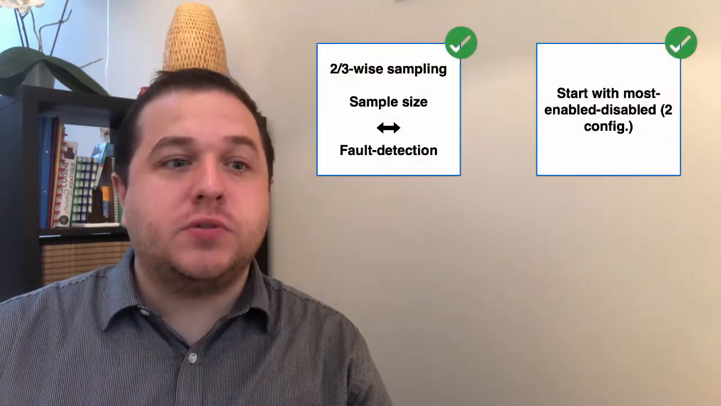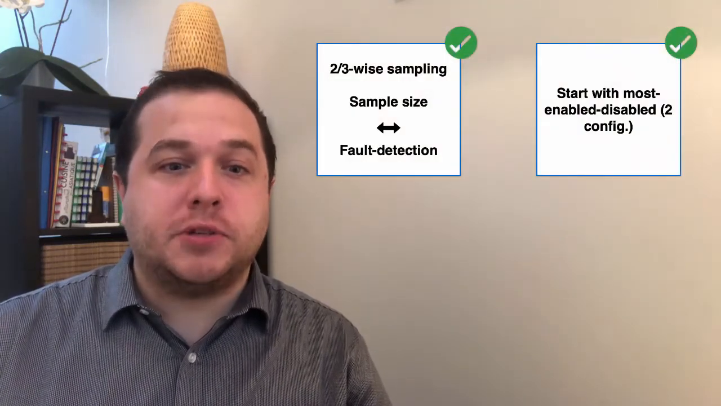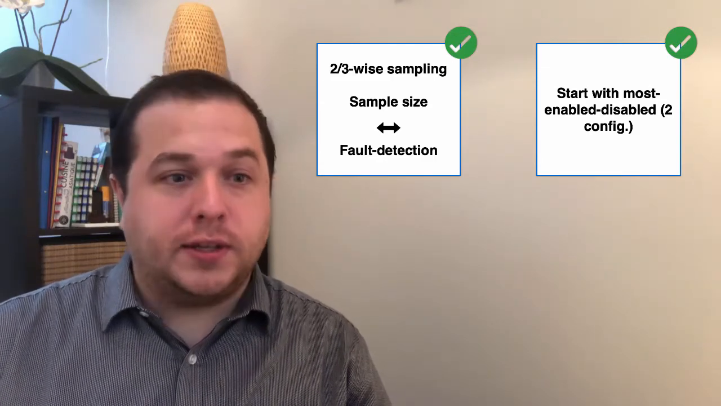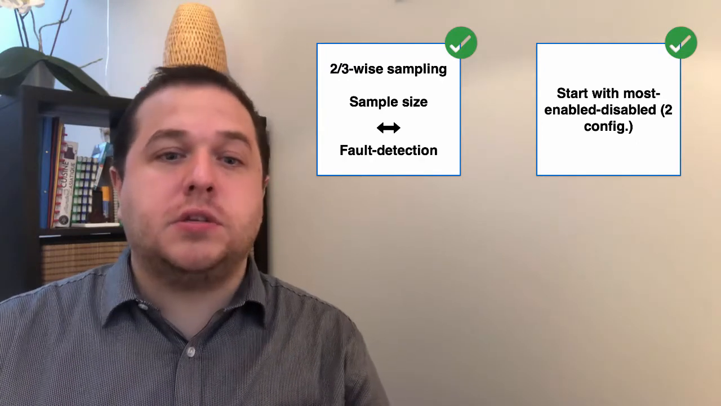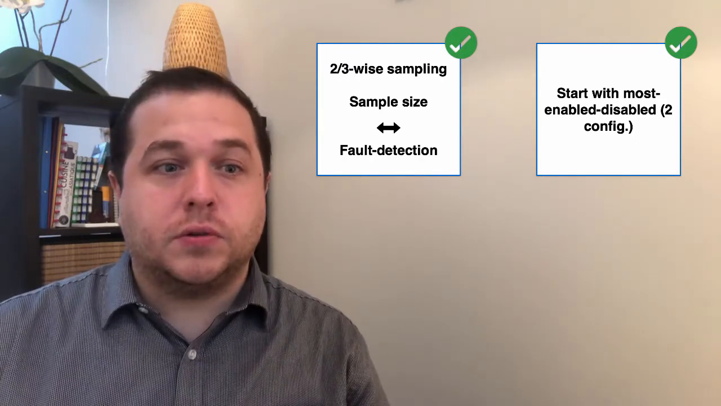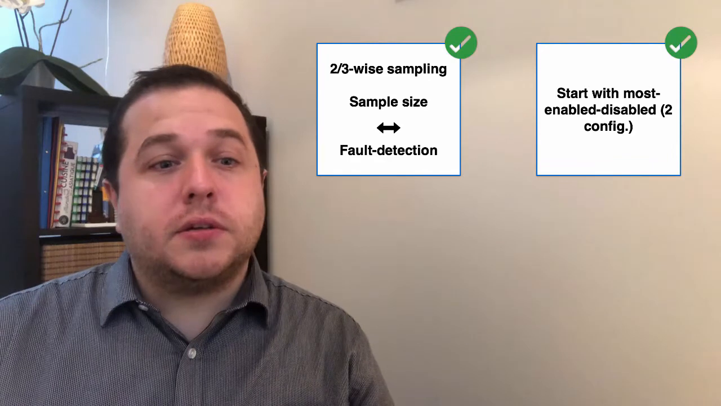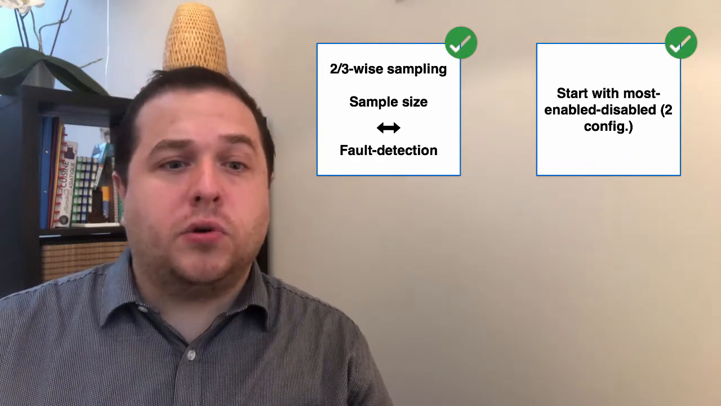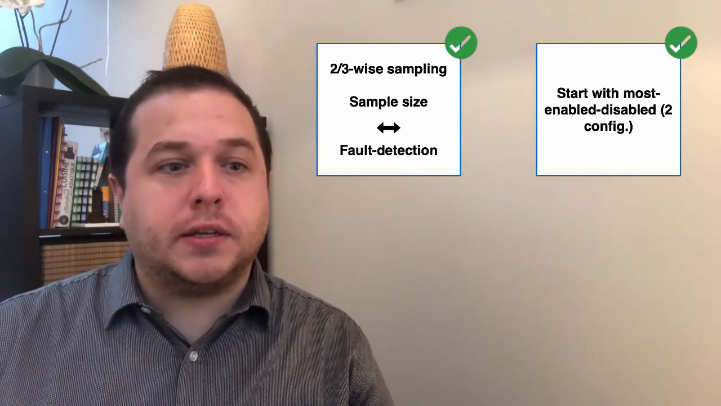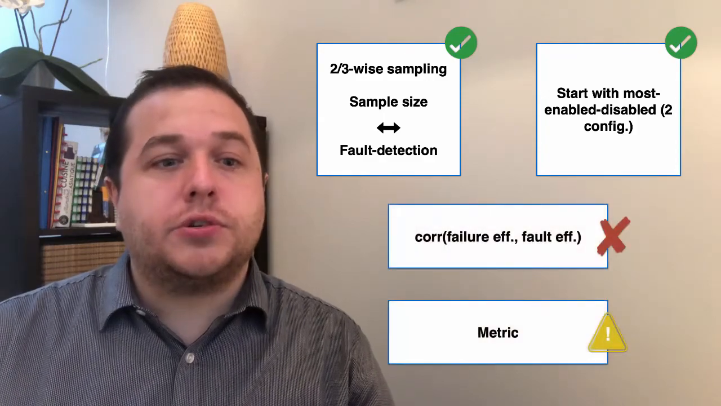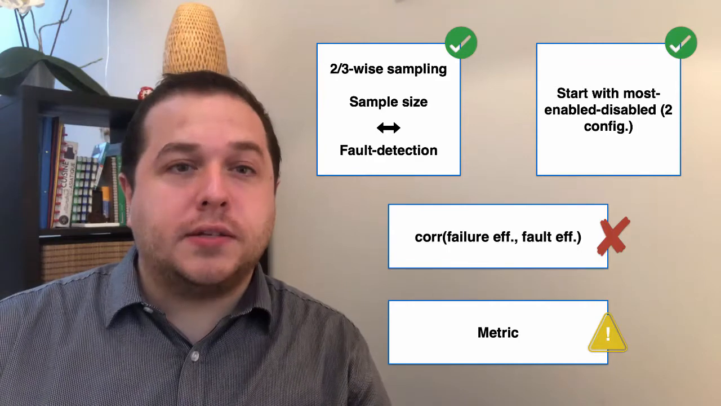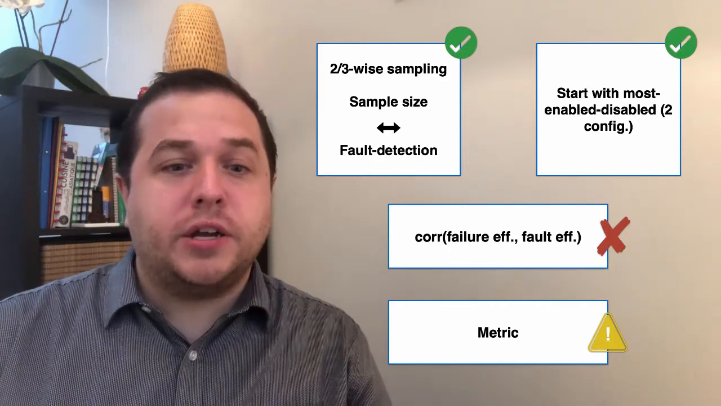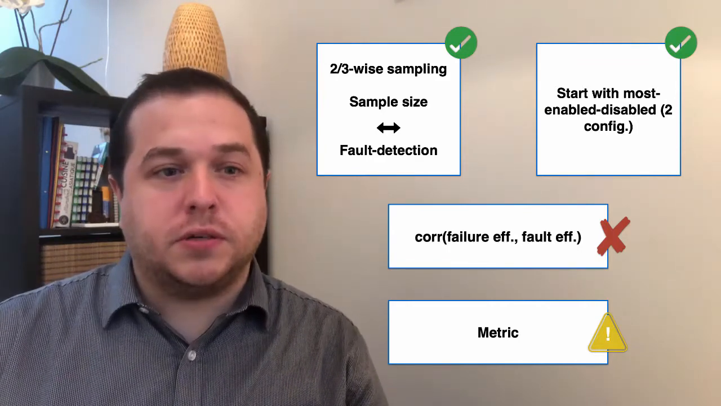In comparison with related work, our case study confirmed that 2-wise and 3-wise offer a good balance between sampling size and fault detection, and that most-enabled-disabled is interesting to initiate the testing of configurations. Different studies also consider either fault or failure to evaluate their sampling techniques. However, our results show that there is no correlation between failure and fault efficiencies. So the assessment of sampling techniques highly varies depending on the metric considered.